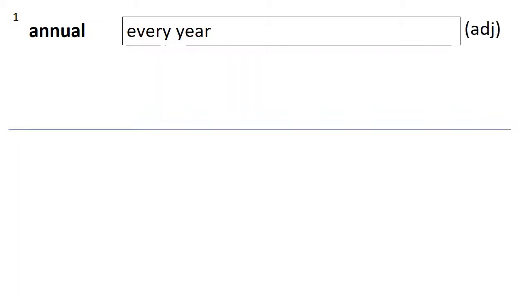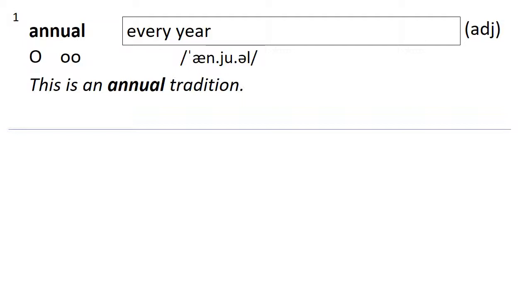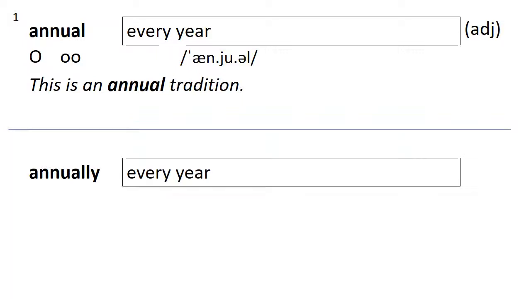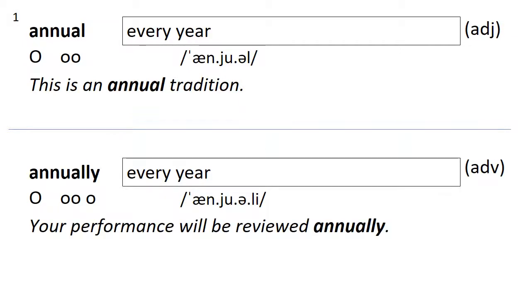First word of the day is annual. Annual means every year, and it's an adjective. How many syllables are in annual? 3. Stress on the first. Annual. This is an annual tradition. We also have annually. Same meaning, but this is an adverb. How many syllables are in annually? 4. Stress on the first. Annually. Your performance will be reviewed annually.